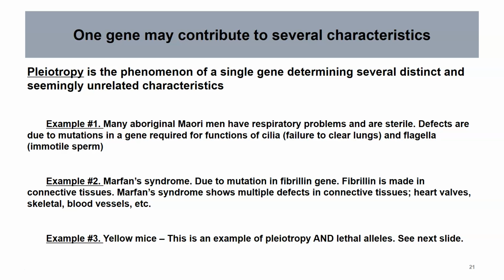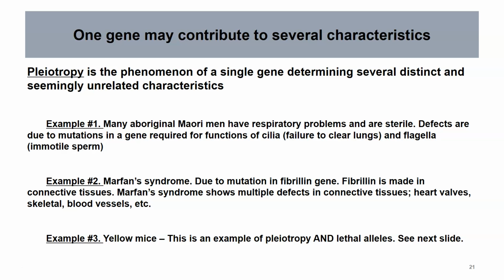First example, and this is straight from your textbook, is what was discovered as a mutation found in the Aborigines in New Zealand called the Maori. Men in this population have a common malady in which they suffer from both respiratory problems, frequent pneumonia, for example, and are also infertile. They're sterile. So at first, these were thought to be seemingly disconnected from each other. However, they always occurred together.